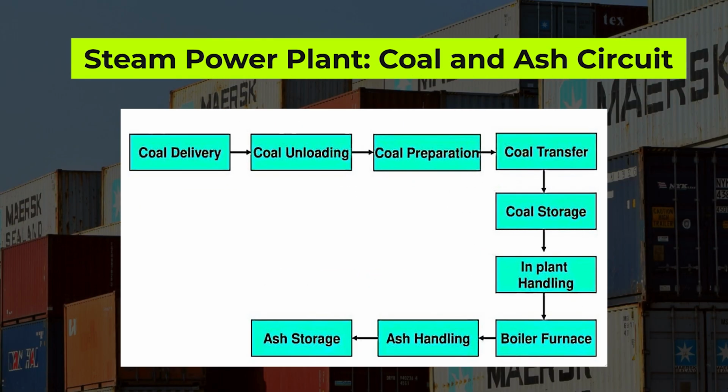Now, here in this slide we can see the circuit of the coal and ash portion. Here we can see coal delivery, coal unloading, coal preparation, then we go for coal transfer, then coal storage, in plant handling, boiler furnace, then we enter into ash handling and ash storage. So, this is a complete coal and ash circuit.